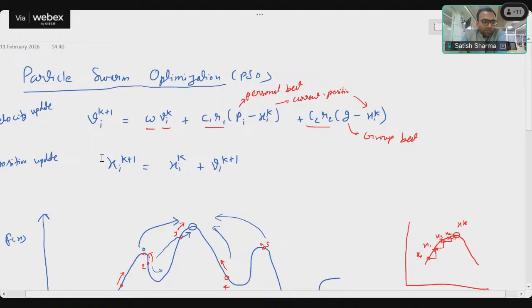PSO again is very easy to understand. It clearly explains how the personal knowledge and the global knowledge should affect our solution, and all of the particles should move towards the global optimal solution. Okay, so I hope I am able to answer you. There are many improvements and many advancements on the PSO as well, just like the GA.